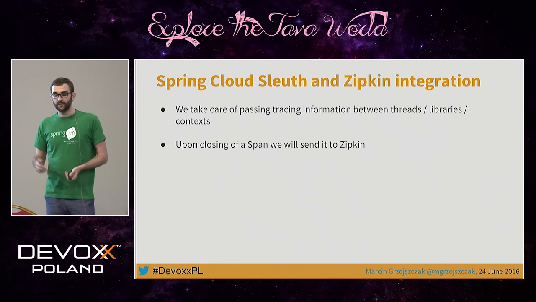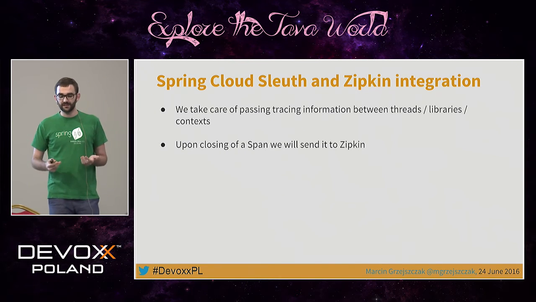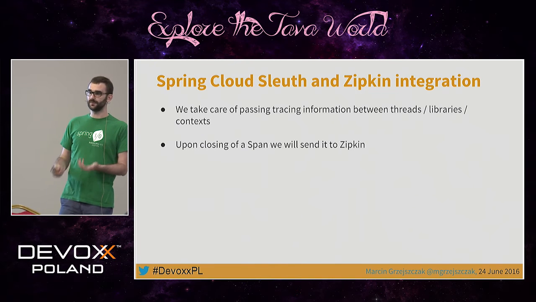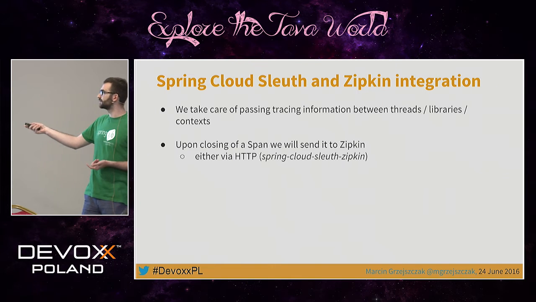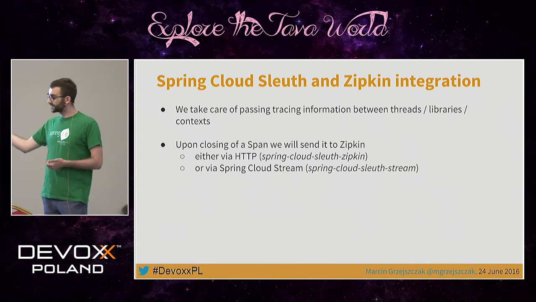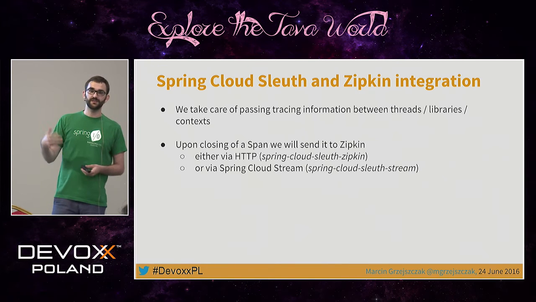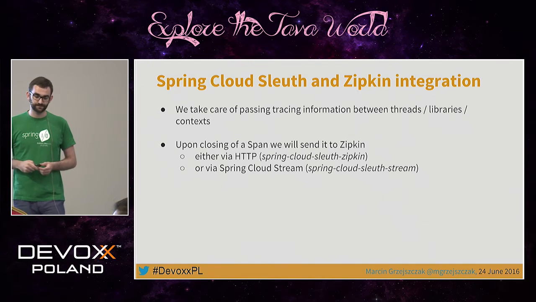And then, when you close a span, so some operation has been finished, we are sending that span for you to Zipkin. And we can do it in two ways. One is via HTTP. You have to add the Spring Cloud Sleuth Zipkin dependency. And the other via Spring Cloud Stream. Spring Cloud Stream is an abstraction over messaging in the microservice world. So you can use Rabbit, for instance, to send those spans.